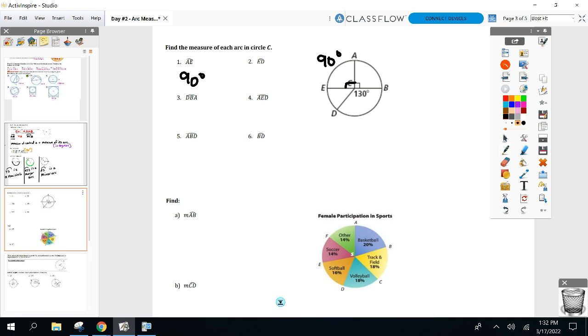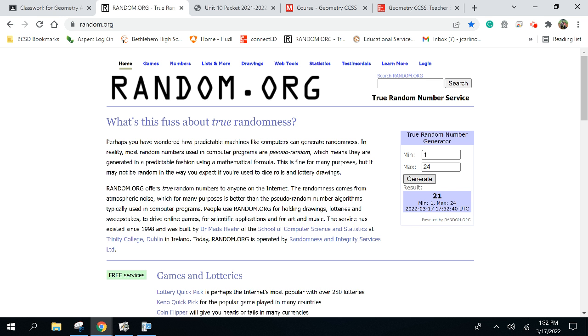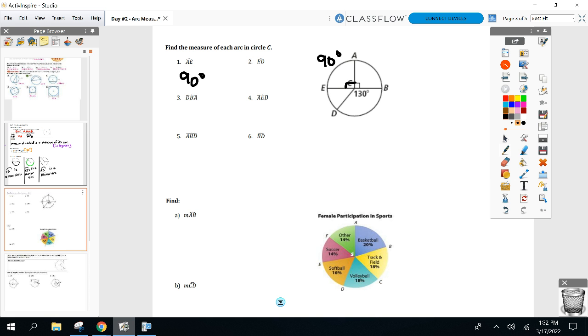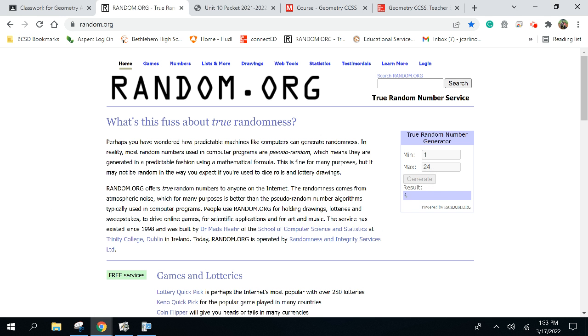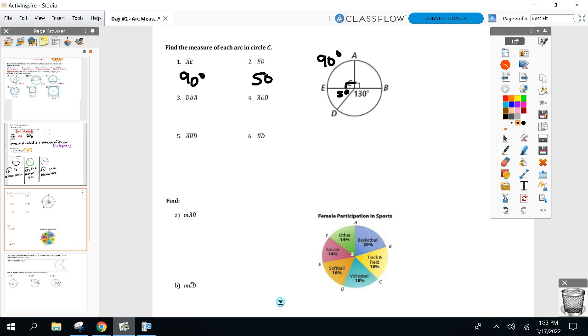What about arc ED? How many degrees in arc ED now? 50, good. 130 is supplementary to 50, so there you go, good work. All right, follow your letters. Arc D to B to A. Follow your letters. How many degrees in that one? 210 degrees. D to B to A. Good, because you're adding 130 and the 90.